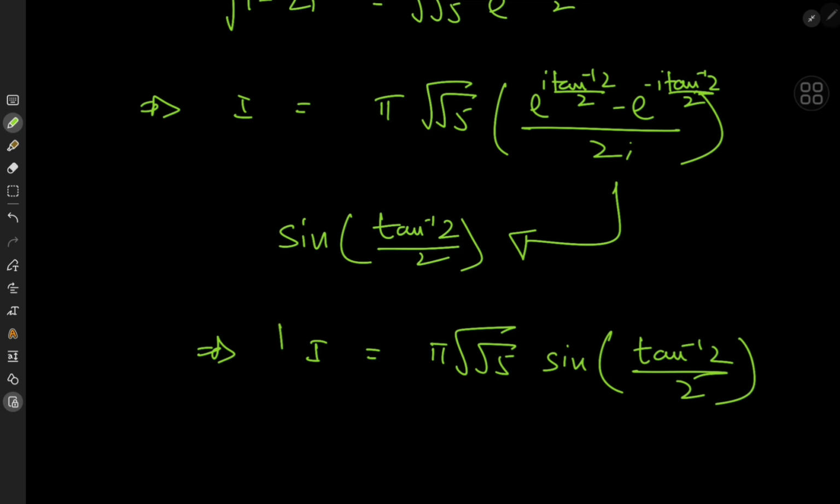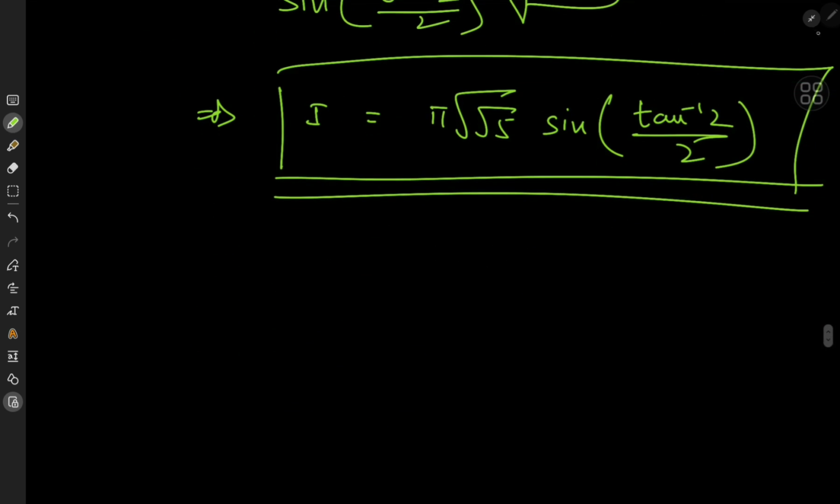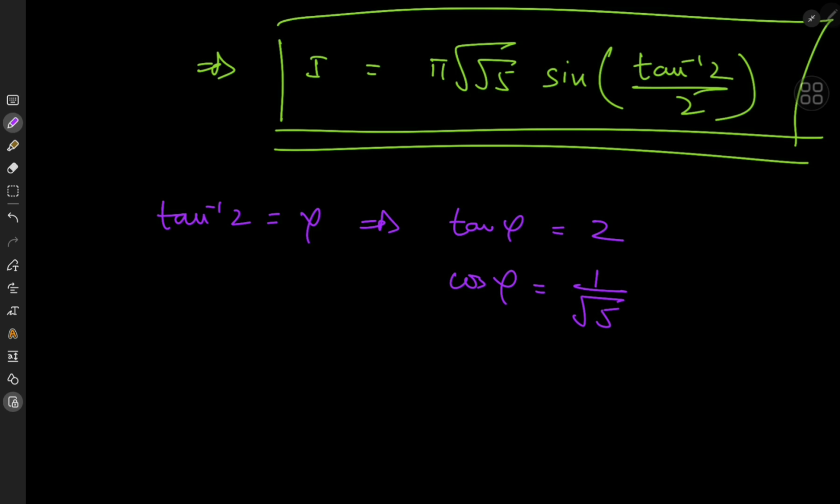And does this sine function have a closed form for this argument? Well, it does, and it's pretty cool. So let's call the inverse tangent of 2 equal to phi, which implies that the tangent of phi equals 2. In other words, the right triangle has a perpendicular length of 2 and a base length of 1, implying that the hypotenuse would be root 5. So that means we have the cosine of phi being 1 by root 5.